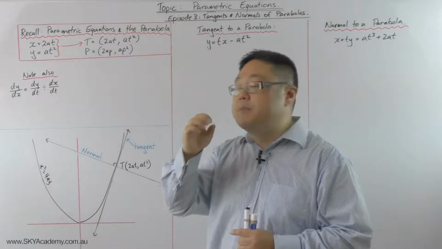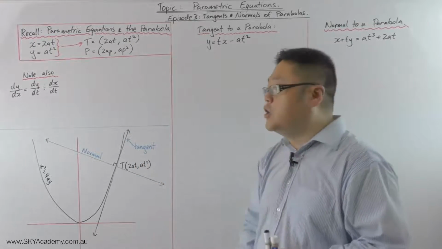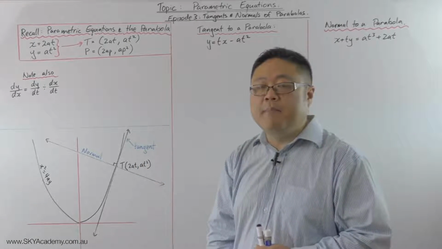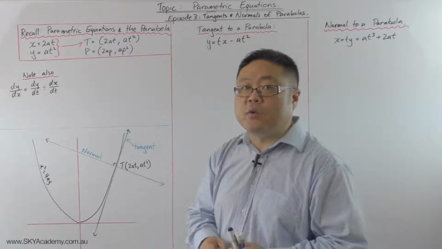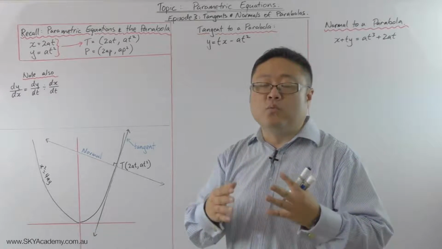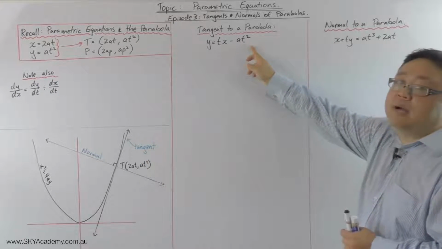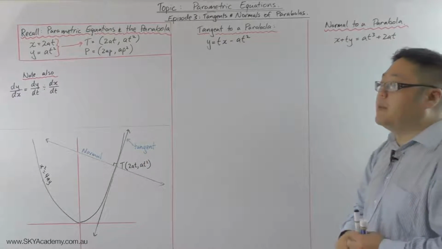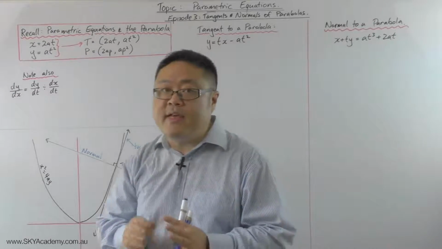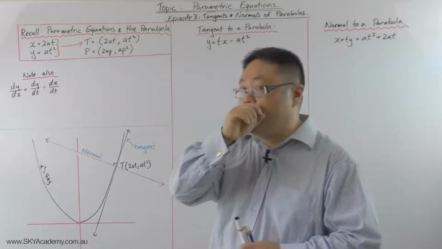And in this particular episode, what I want to do is show you that parametric equations can be useful to help us work with parabolas, and in particular, help us to find the tangent of a parabola and the normal to a parabola. And we'll look at the formula for them. But here's what I want to note.